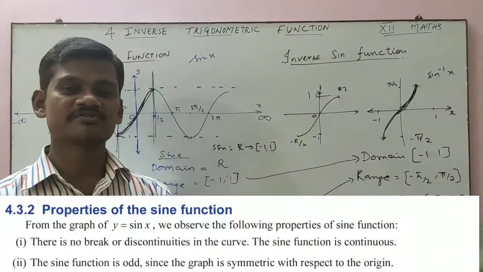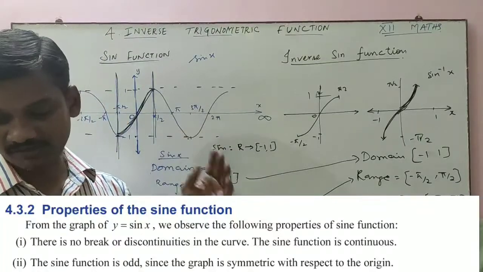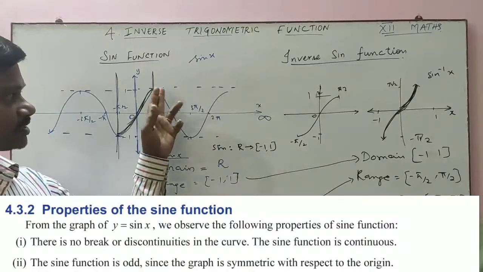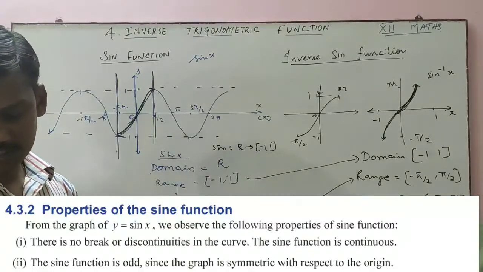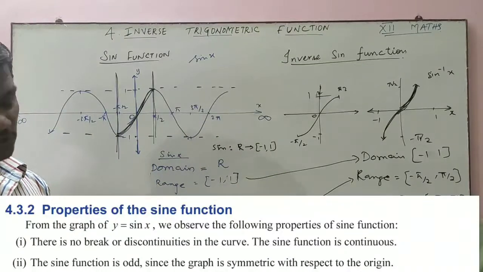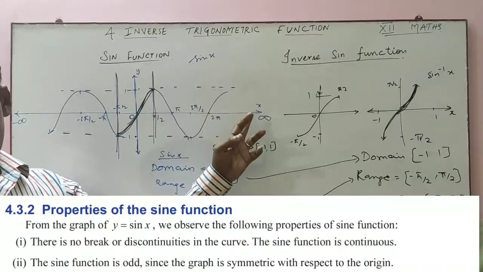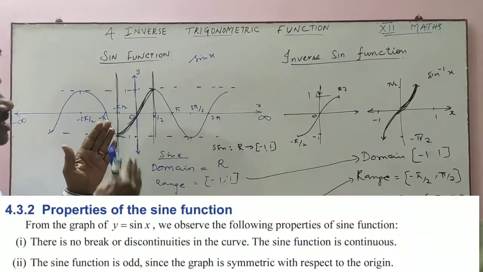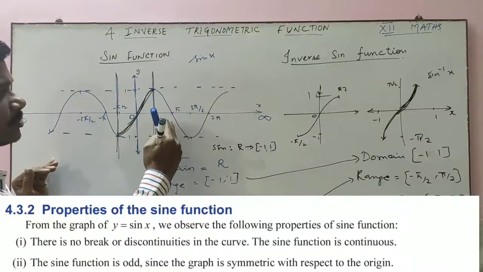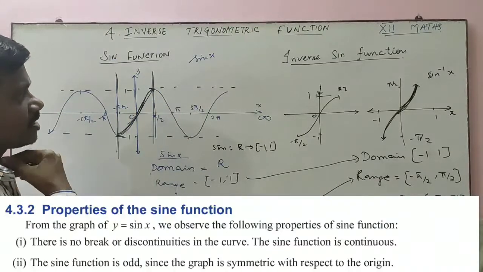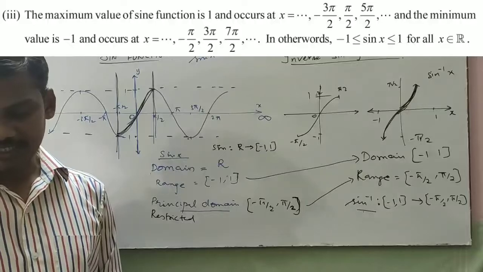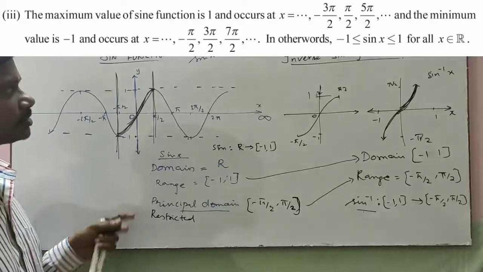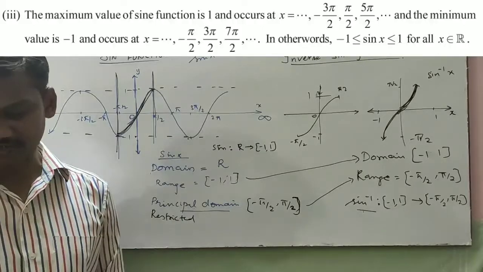Now we see the properties of sine function. From this graph itself, I will explain these properties. The first property is there is no break or discontinuity in the curve, so the sine function is continuous. The second point is the sine function is odd, since the graph is symmetric about the origin. Then the third point, it has a maximum value of plus 1 and the minimum value of minus 1. So these are the properties of sine function.